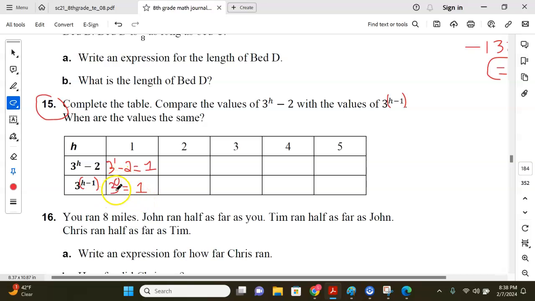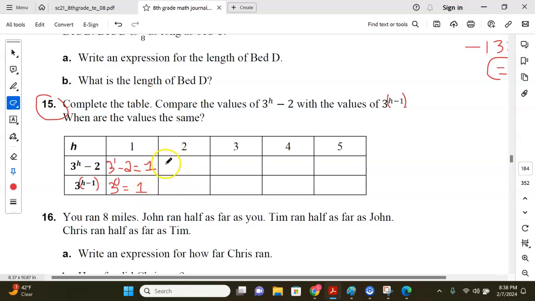And tomorrow, if I remember, I'm going to explain to you guys why 3 to the 0 power is equal to 1, but not 0. 3 to the 0 is equal to 1. So any non-zero number raised to the 0 power is going to give you 1.